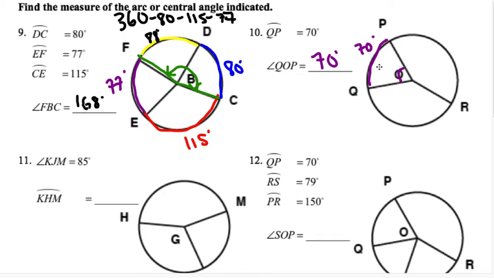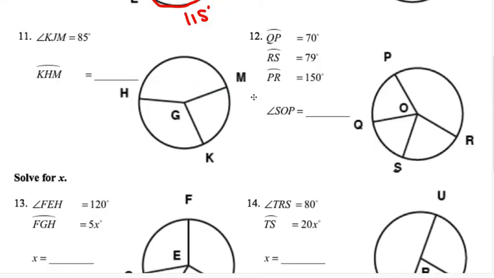All right, for the next one, angle KJM. KJM. All right, I have the sneaking suspicion this is supposed to be a J. This is a typo. KJM is 85 degrees, right? And they want what KHM is. Now, KHM is the major arc that excludes everything, which means that it must be 360 minus 85, or 275 degrees.